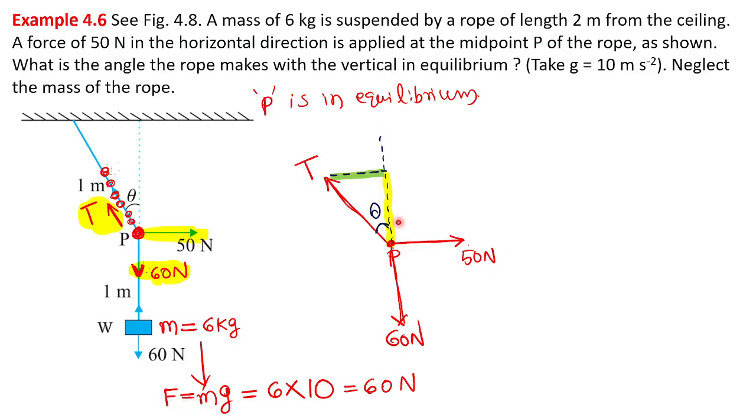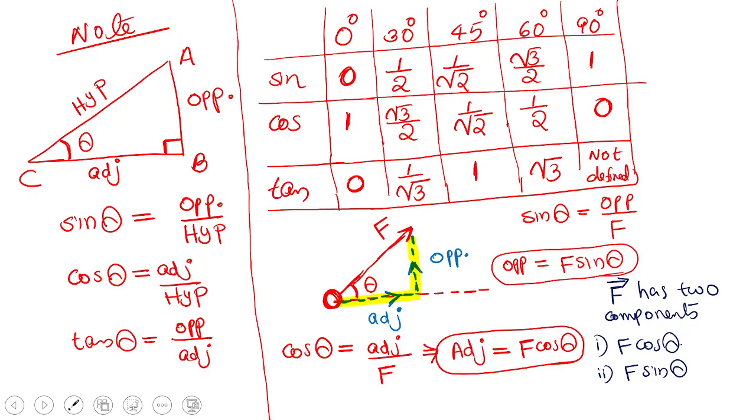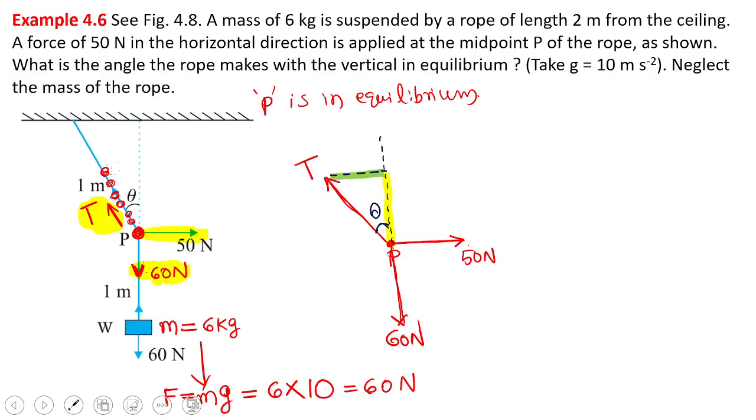Yellow colored one is the adjacent side of theta. Adjacent side, yes. You know the formula for the adjacent side? I don't want to say horizontal and vertical. The adjacent side is given by F cos theta. We have a formula, F cos theta. So the yellow colored one is the adjacent side of theta. It is nothing but T cos theta.